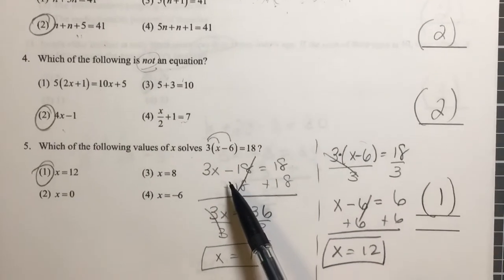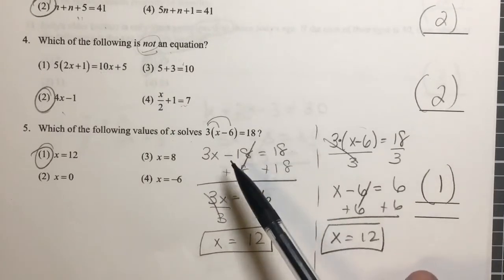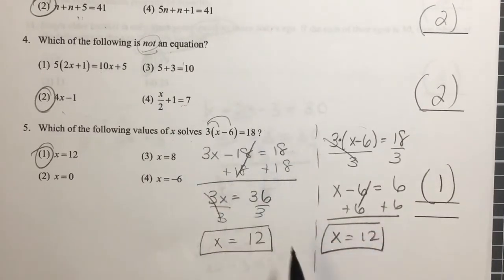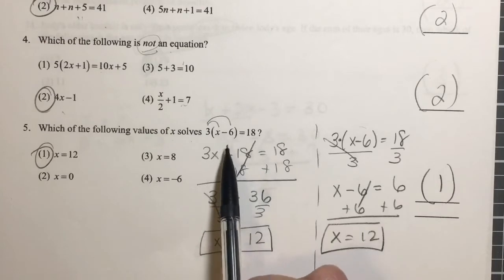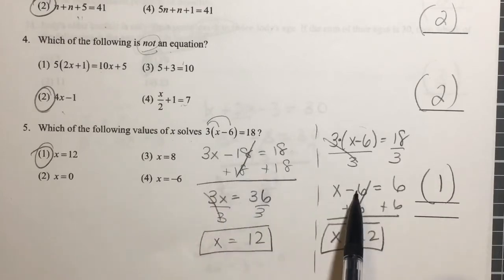Number 5 is also a question you're going to want to review for your quiz at the end of the week. There are 2 ways to solve this, which is why I showed both.